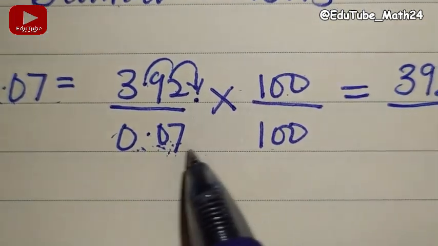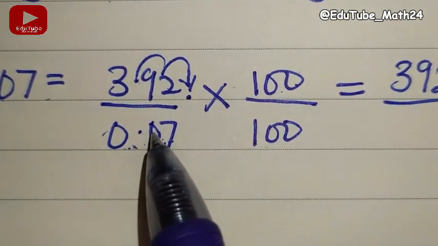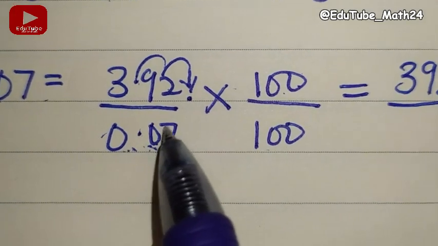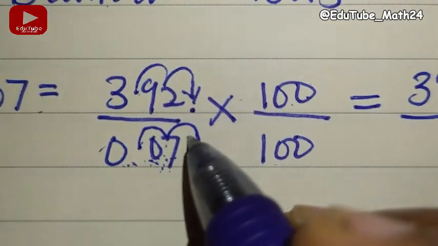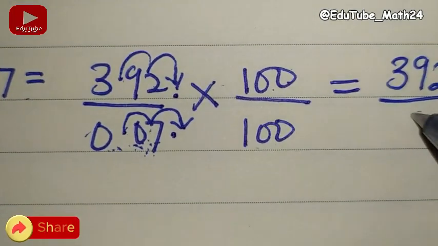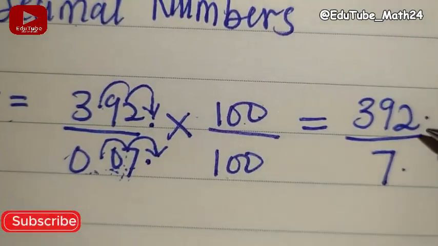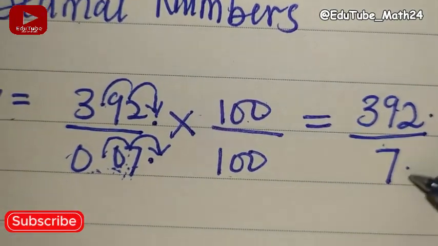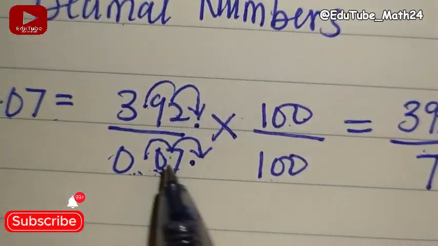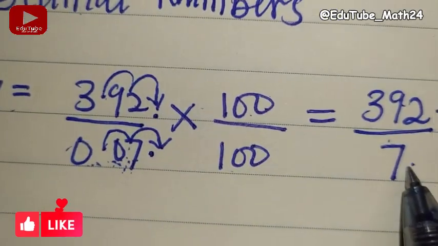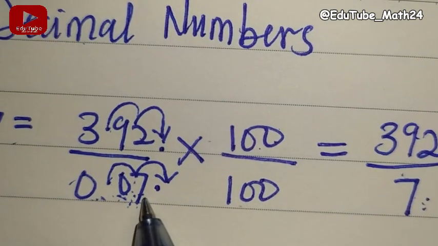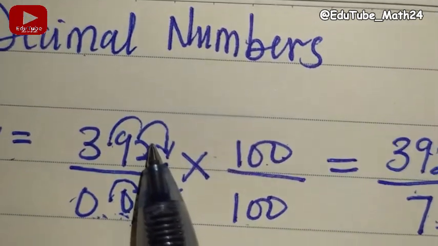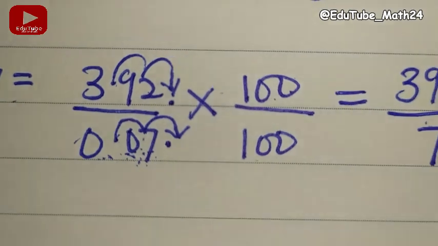We move the point to the right in two places, 1, 2. The point stops here as well. So we now have a new number, which is 7. So we have a new expression, 392 divided by 7. Basically, we have rationalized our denominator to become a whole number. The rationalization of the denominator has affected the numerator as well, and that is how you do it.